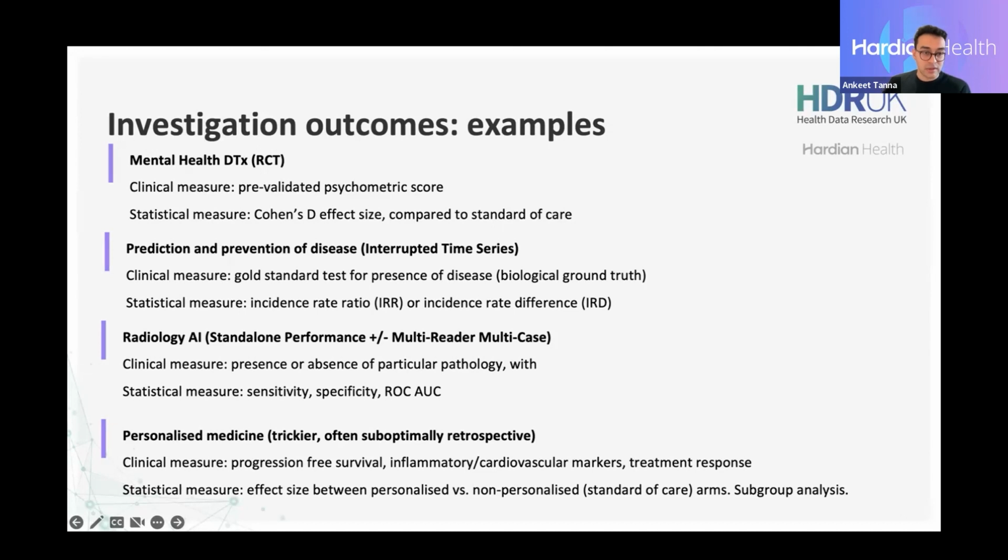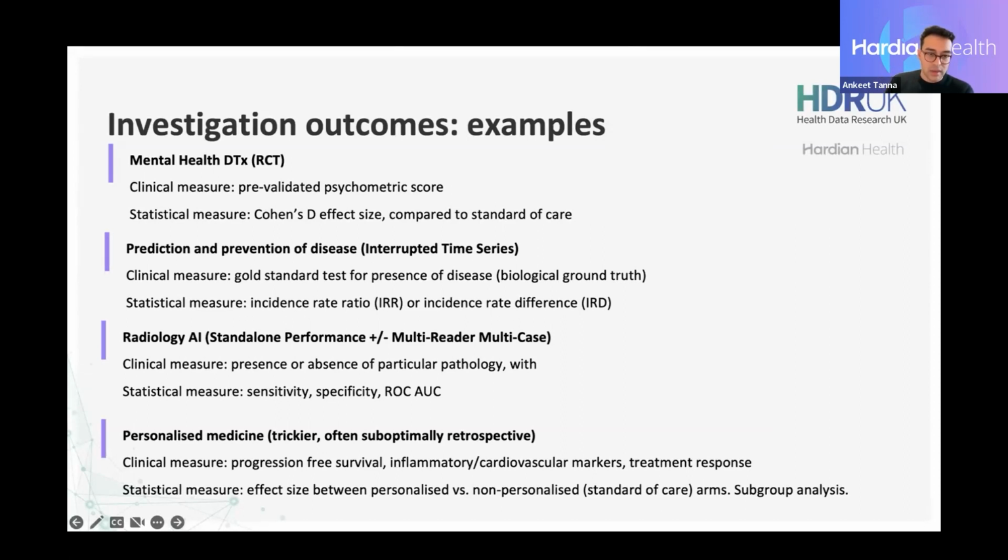We're seeing increasingly more clients coming to Hardian with next generation sequencing tools, with the idea of using personalized medicine applications, for example, pharmacogenomics and individual therapy selection. And this becomes quite tricky in a personalized medicine setting because it often needs to be suboptimal retrospective data.